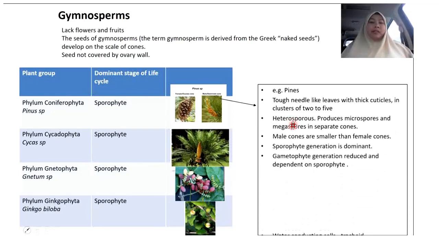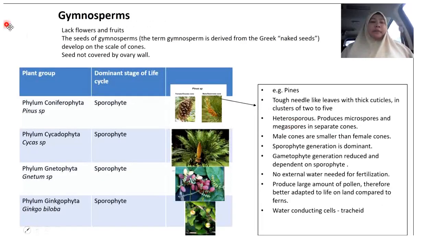Next we go to the seed vascular plants. Seed vascular plants are divided into two: gymnosperm or angiosperm. Let's start with gymnosperm. Both gymnosperm and angiosperm are seed vascular plants, meaning they produce seed. The difference is whether the seed is covered by an ovary wall or not. For gymnosperm, the seed is not covered by an ovary wall, and another characteristic is that they lack flowers and fruits.